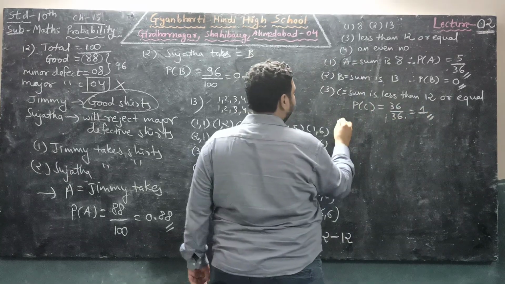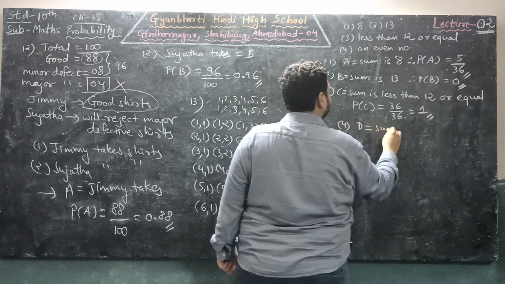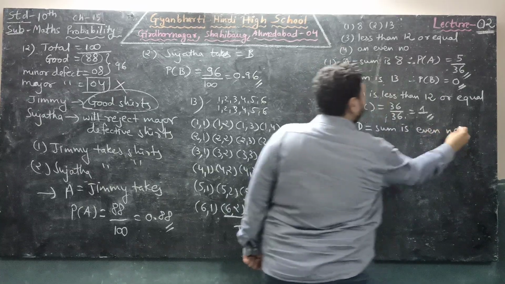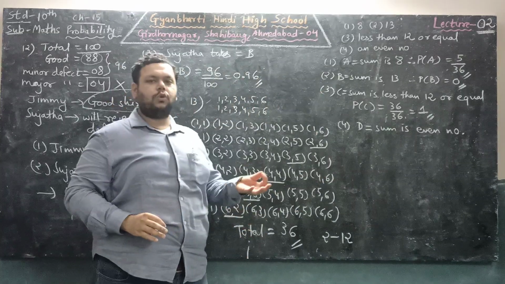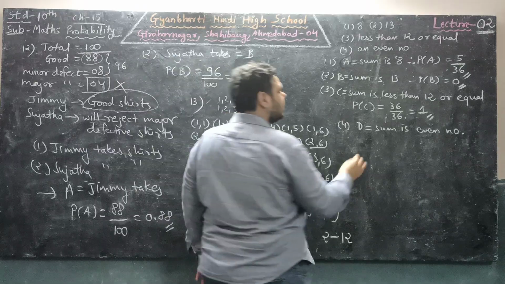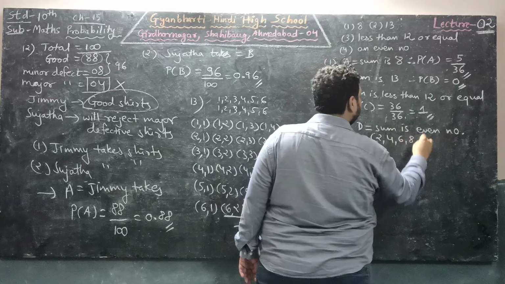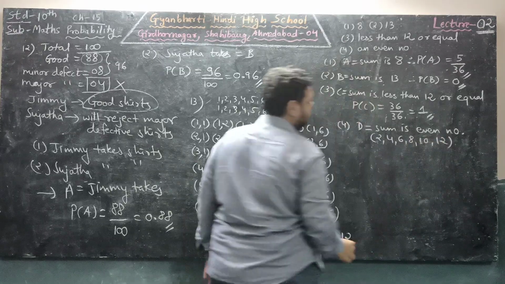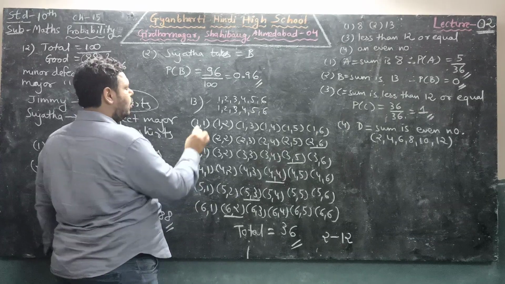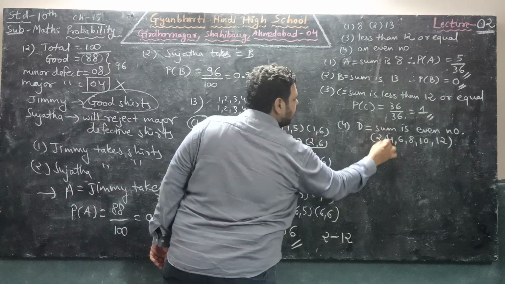And the next one, event D: the sum is an even number. We know the even numbers are 2, 4, 6, 8, 10, 12. So the sum must be 2, 4, 6, 8, 10 and 12. First we find the pairs whose total will be 2. So 1 and 1 will be 2. Now we want to find sum total 4.